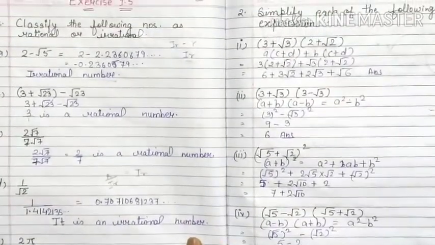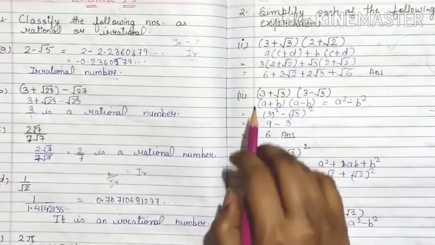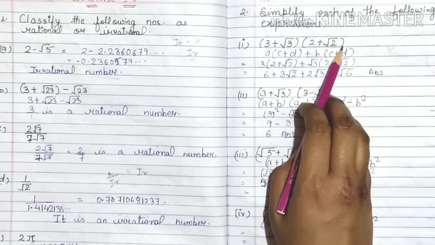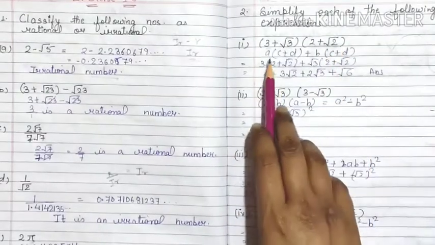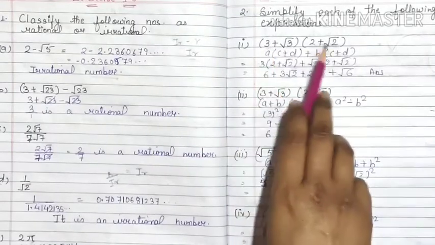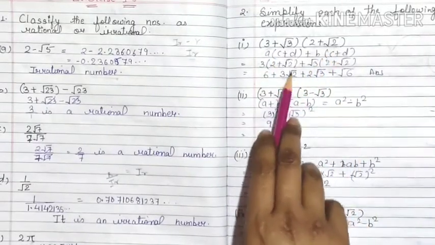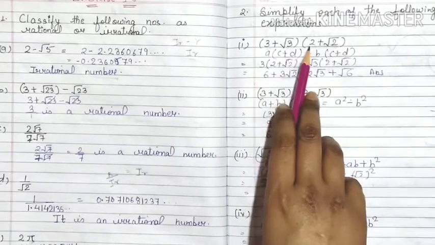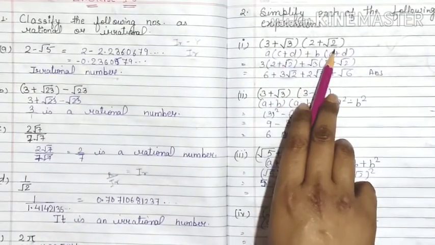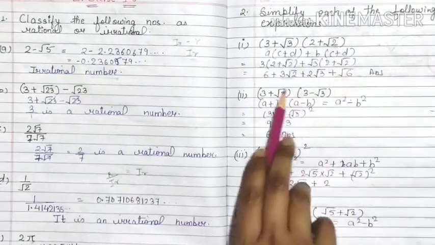We have to simplify all these. 3 plus root 3 and 2 plus root 2. So, when we multiply, 3 twos are 6, and 3 root 2. Then root 3 into 2, 2 root 3, and root 3 into root 2, it is root 6.